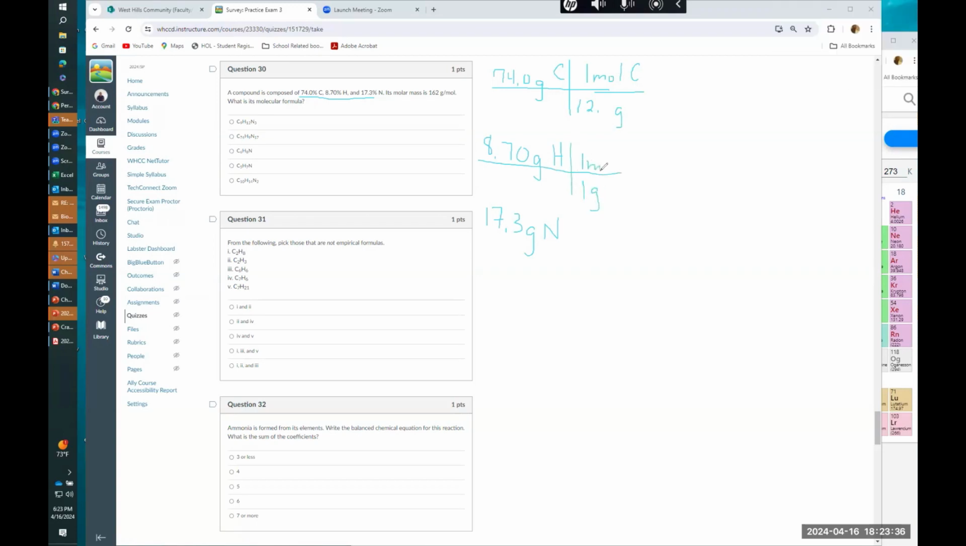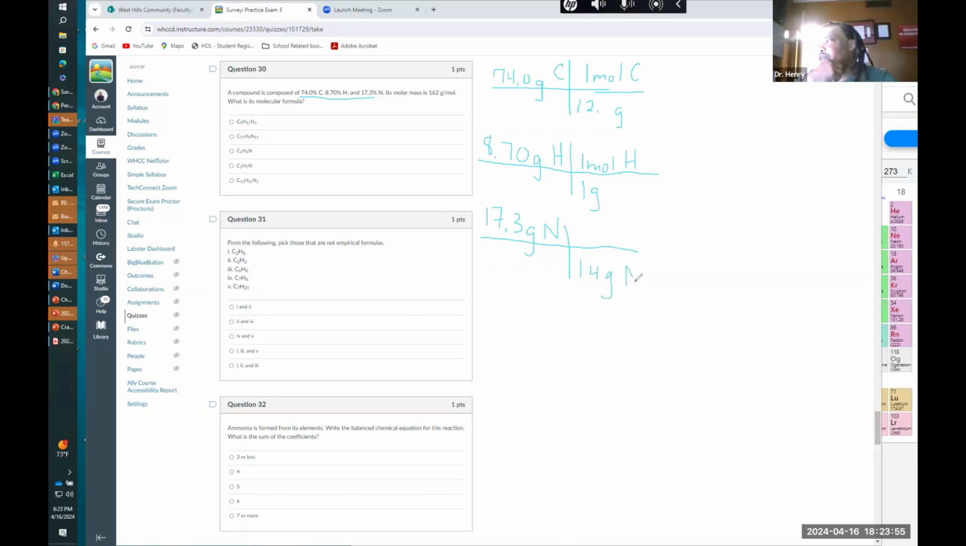And then nitrogen, it's 14.007. Do I have to put the whole thing, or can I just put 14? You can just put 14. When it's like 0.00, you can round it down. Okay, 14 grams. It's only when you have like 0.37 or 0.82 that you can't round that much.